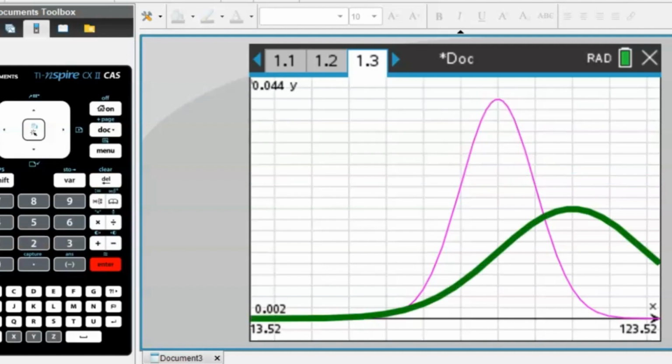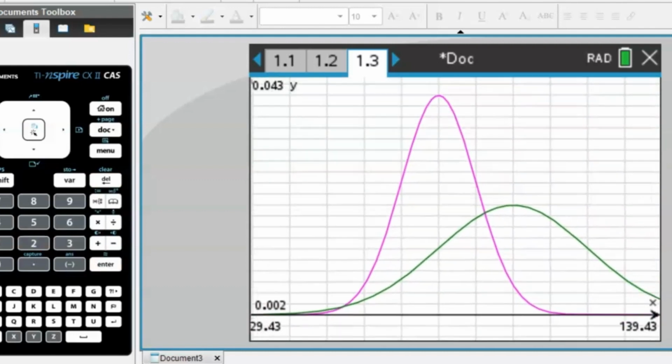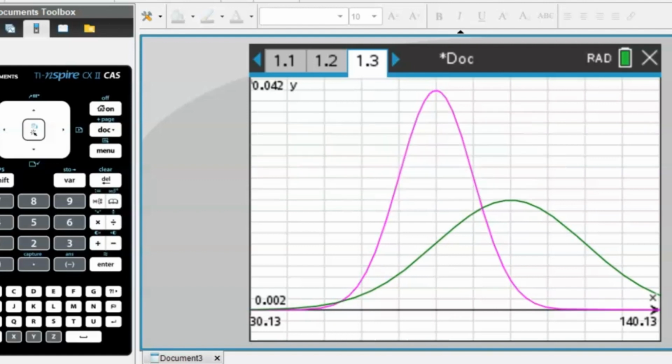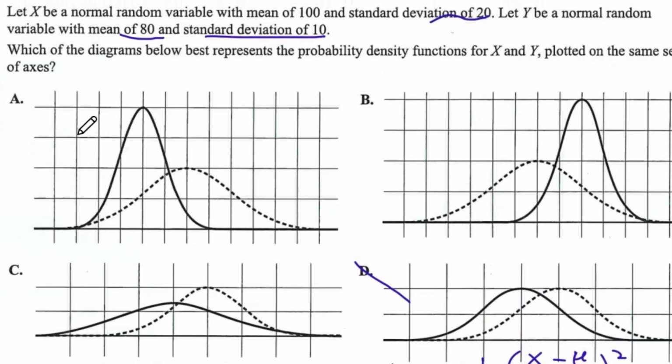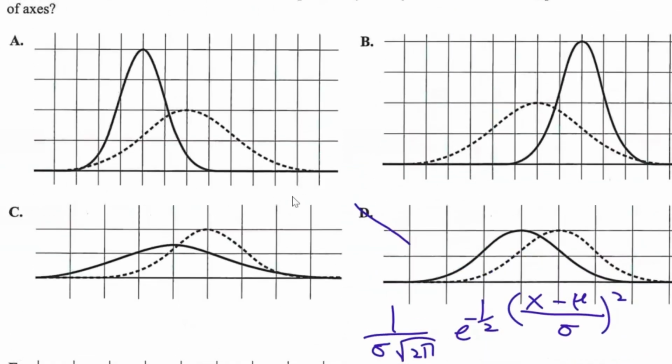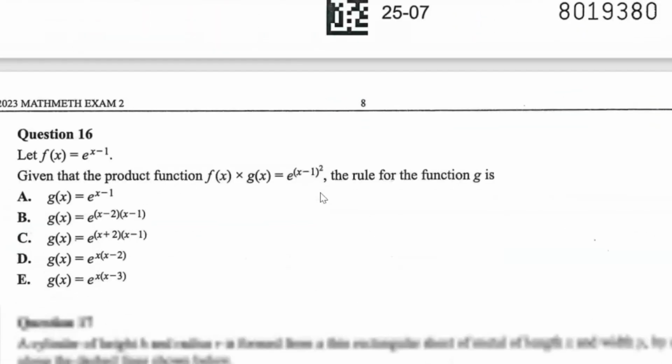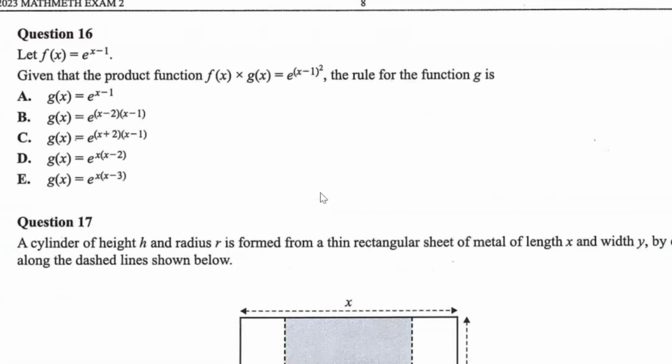Press enter. So that actually gives us the graphs. All we have to do is go back to the paper and look at the one that looks similar to this graph. Out of all of these, the only option that looks like the one we have is option A. So that's actually a straightforward question. Option A.